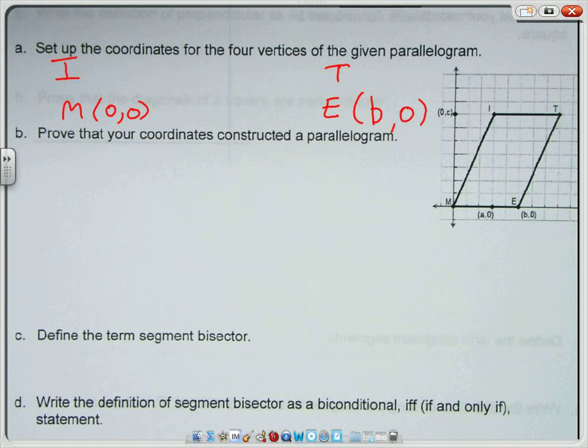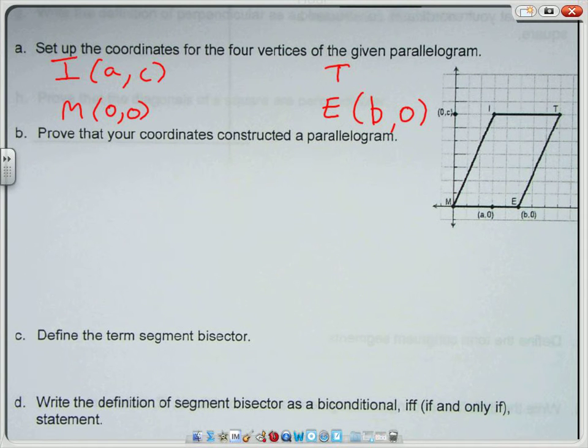All right. Now here's the harder part. Where's I at? I looks like the X value is A, and the Y value would be C. So it's A, comma, C. Now let's go to T. I know that the Y value is C, but what's the X value? B. So B would be right here.